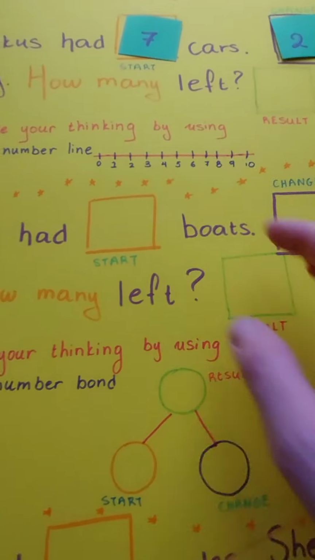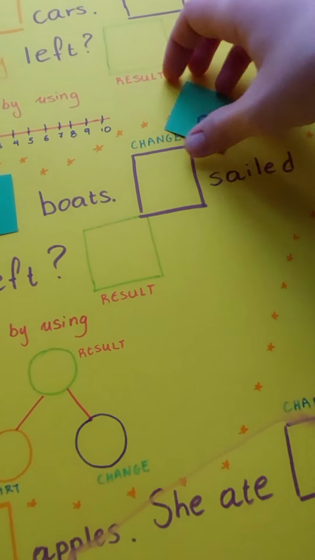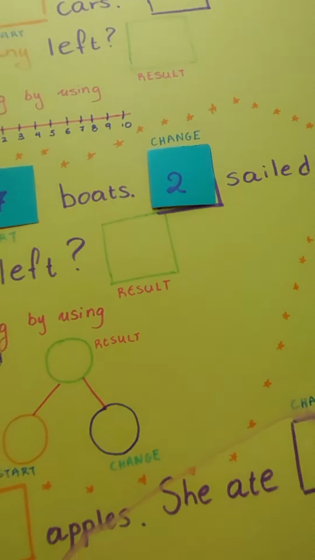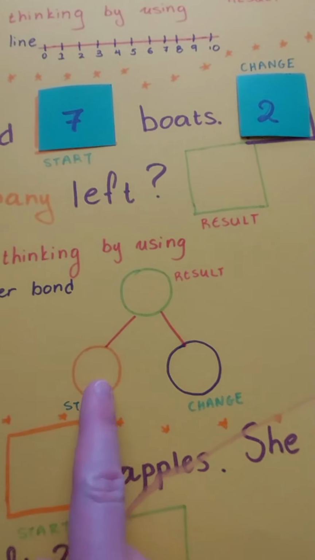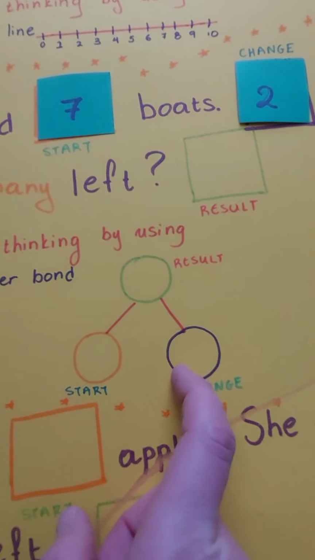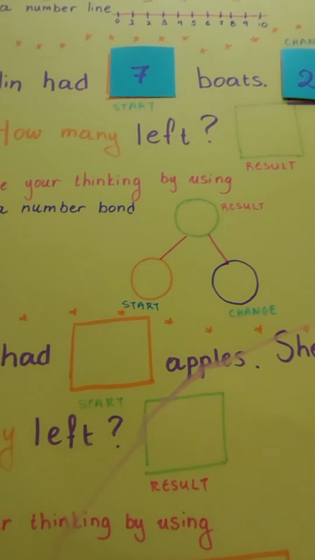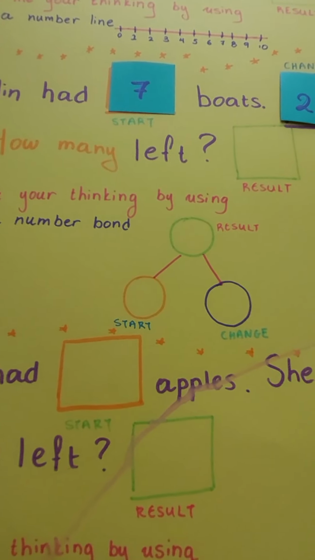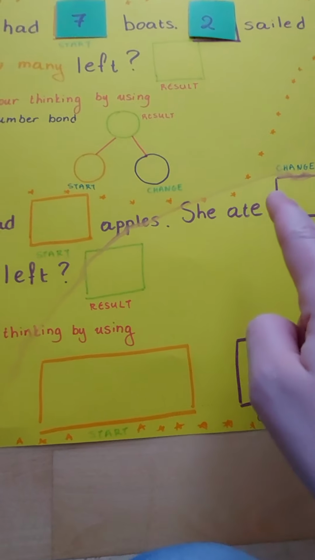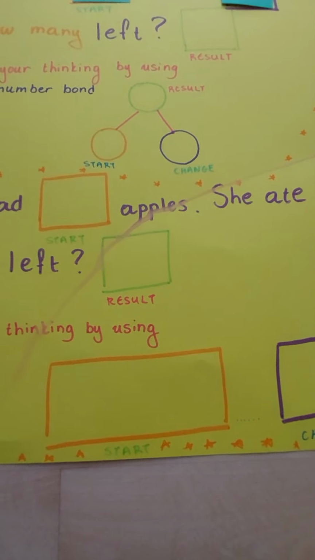By the same token, here they should know that start is here. They should write 7. Change, something happened here, they should write 2, and they should know that it makes 5. Please ignore this one. It happened because outside the snow is melting.